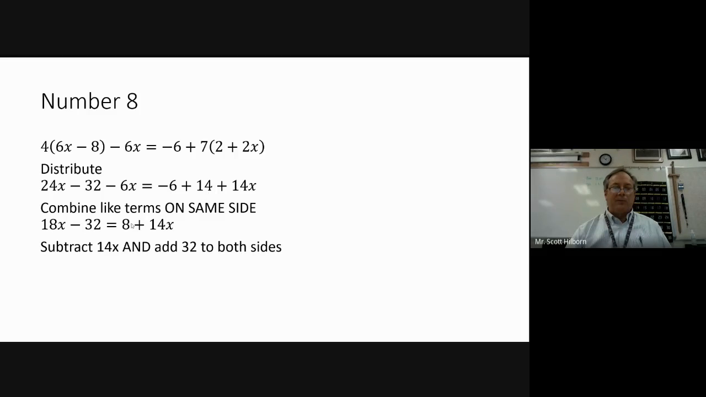So when I subtract 14x from 18x, I'm left with 4x. When I add 32 to the 8, I get 40. Then I assume at this point, since 4 is multiplied, we divide both sides by 4, and that we get x is equal to 10.